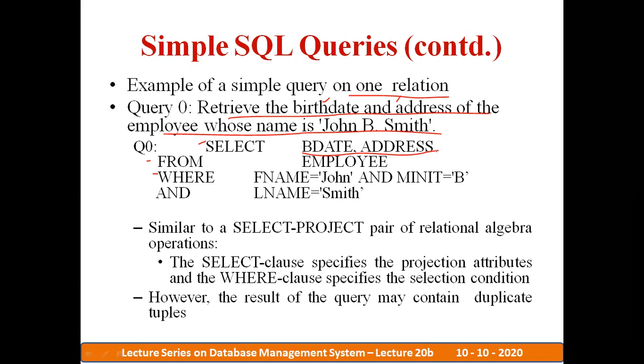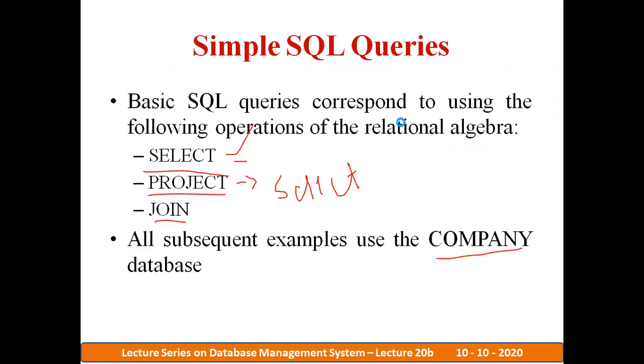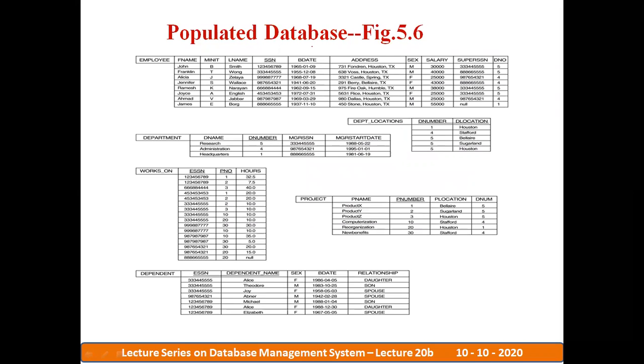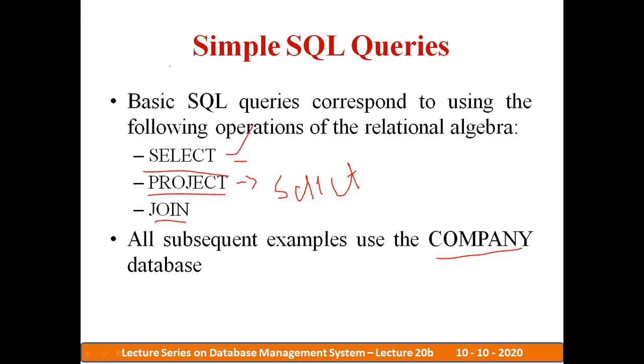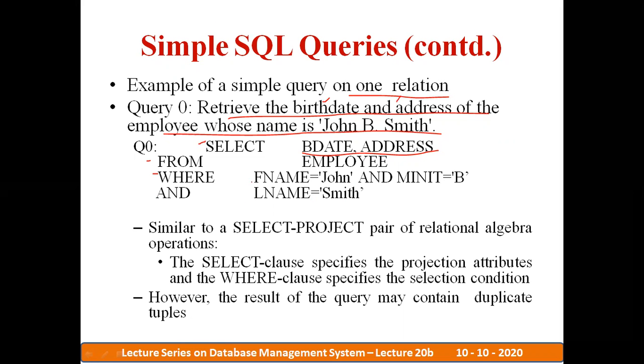So the attributes that you are going to retrieve. Now, this birth date and the address are from which tables? As you can see, this birth date and address are from the table called employee. So that's why here I will specify the from. I need to specify the table list. For me only one table is enough, that is the employee table.